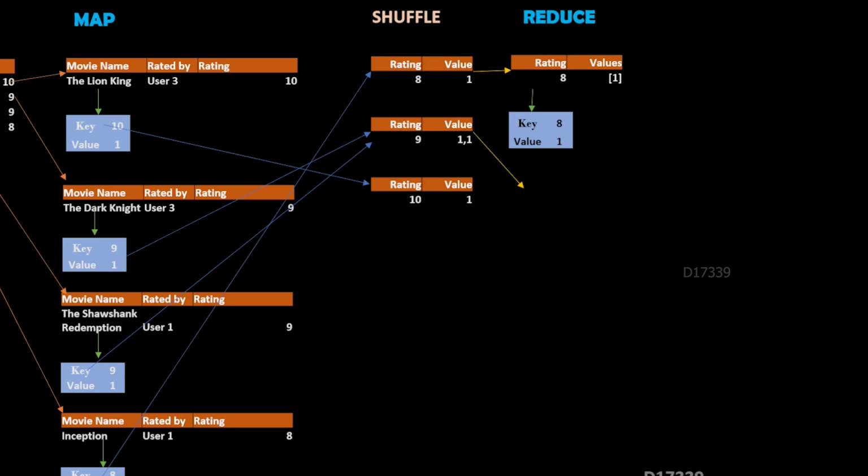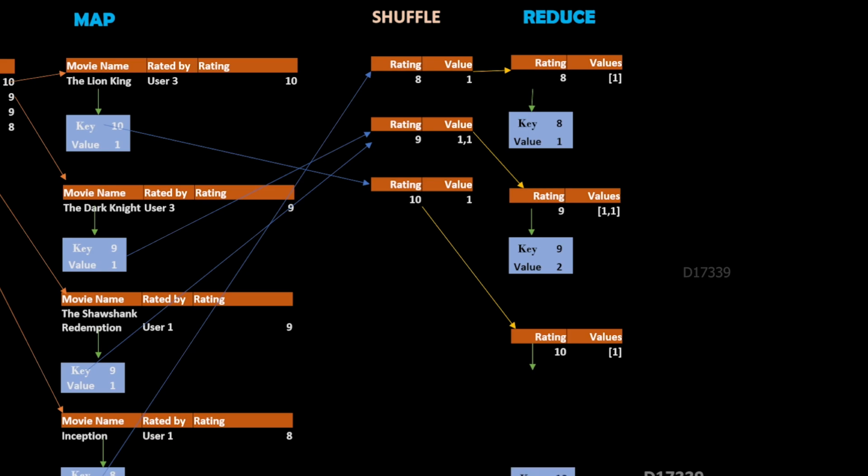In the same way, what happens for the second record, where the key is going to be 9 and the value is going to be 2, because I had 2 records. So I'm going to sum up those array of values where my value is going to look like 2 now. In the same way, I'm going to perform the same thing for the third record, where the key value pair will look like this.